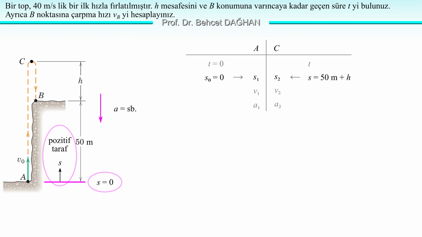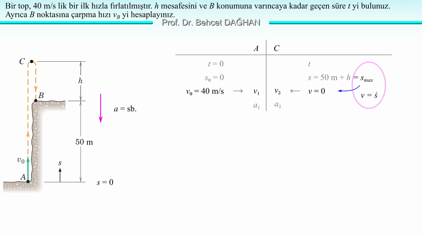In this case, v0 will be positive. The acceleration will be negative. Since it's downward, the acceleration is negative. I've chosen s to be 0 at position A. The position at position C is s equals 50 meters plus h. It's above B by a height h. Let's move on to the velocities.